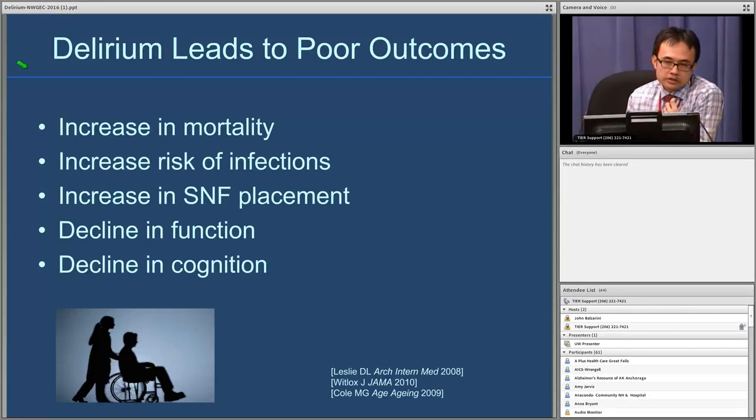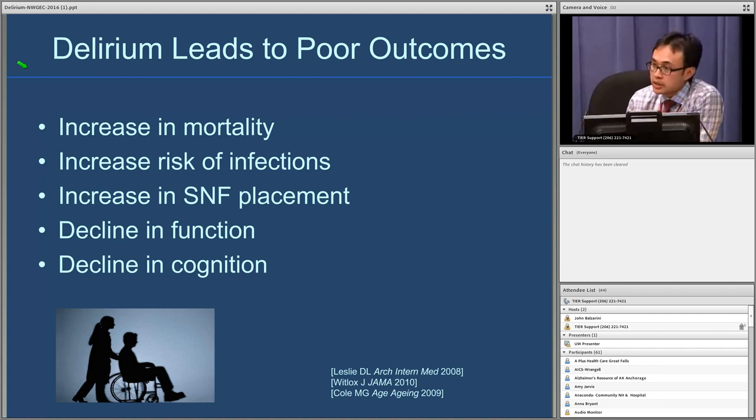If an older adult develops delirium in a hospitalized setting, their mortality at the one-year level can be as high as 60%. So incredibly high. It increases the risk of infections such as pneumonia and urinary tract infections by two-fold. Same thing with SNF placement. So a person who develops delirium in the hospitalized setting is more likely to be placed into a nursing home at that point.